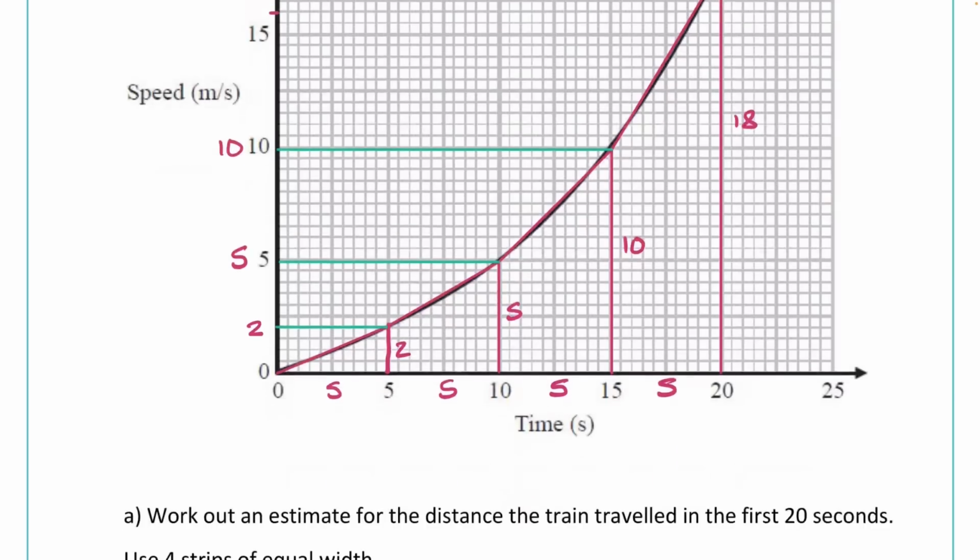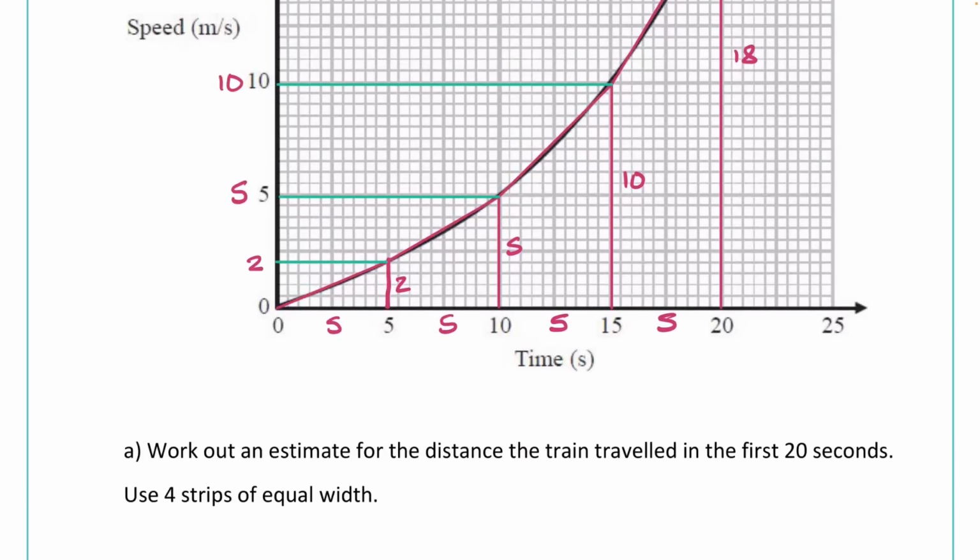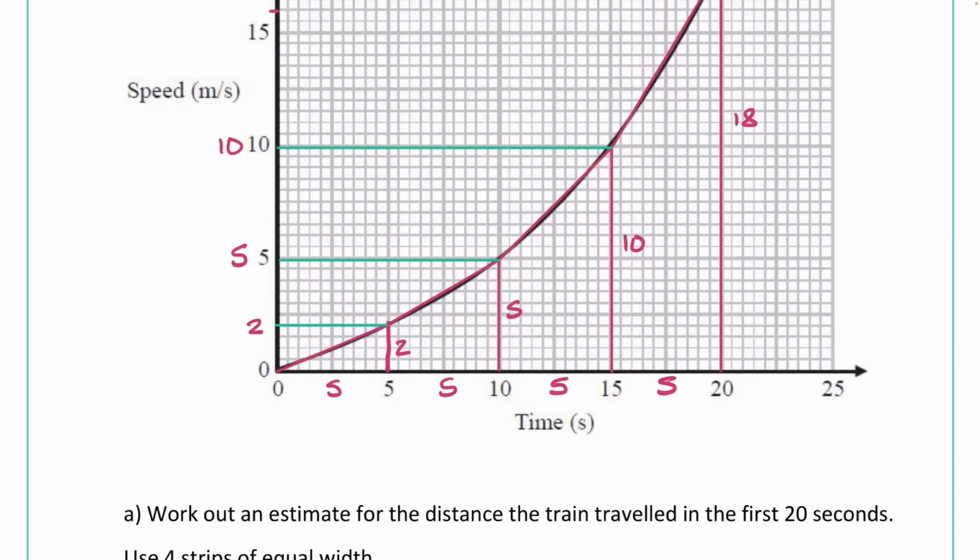And now we just need to work out the area of each of these shapes. So the triangle, we're going to do the base times height divided by 2. So 5 times 2 divided by 2, that gives us an area of 5. I'm going to label this in the diagram. You can write it just down below. I'm just going to label them in here to start with. So that's an area of 5.